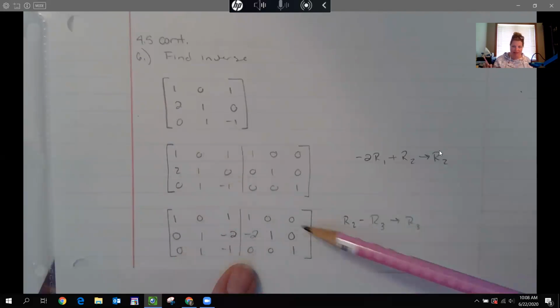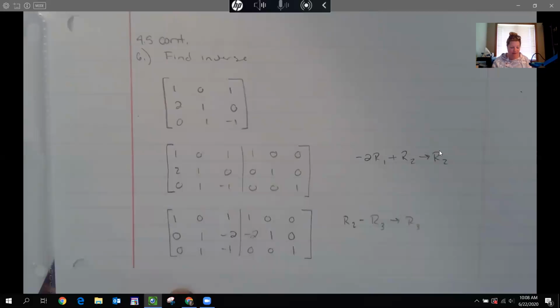So you do that process all the way through. So -2 times this one plus this one, -2 times this one plus this one, -2 times this one plus this one. And then row 1, row 3, we didn't change. We only changed one row at a time.